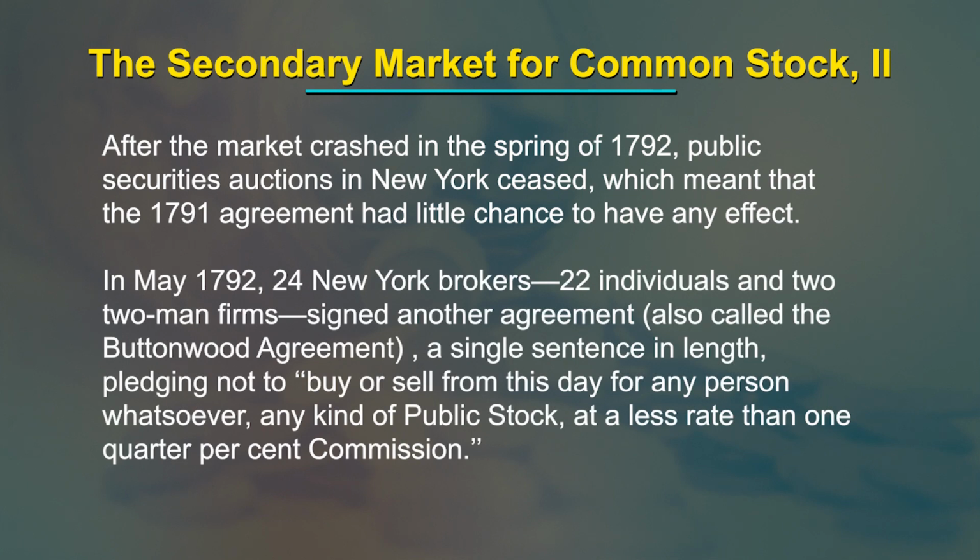In May 1792, the very next year, 24 New York brokers, around 22 individuals and two firms, each of which had two individuals at its helm, signed another agreement, famously known as the Buttonwood Agreement. In this agreement, a single sentence in length, they pledged not to buy or sell from this day any kind of public stock at a less rate than 1/4% commission. So there was only one rule, only one sentence in this Buttonwood Agreement.